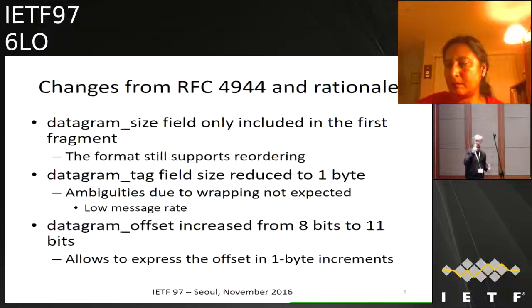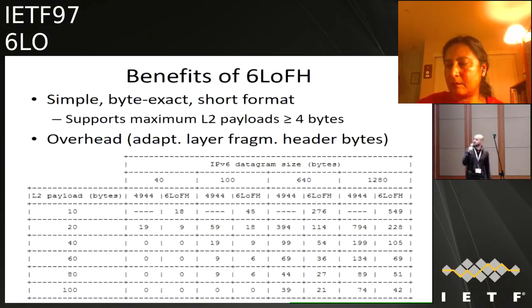The datagram tag field size has been reduced from 2 bytes to 1 byte. This is because we understand that ambiguities due to wrapping of this field are really not expected, considering that most applications here will be using a relatively low message rate. And finally, the datagram offset has been increased from 8 bits to 11 bits to allow expressing the offset in 1 byte increments. Next, please. So this optimized 6LoWPAN fragmentation header is a simple, byte exact and short format, which also supports maximum layer 2 payloads of only 4 bytes in the most extreme case.